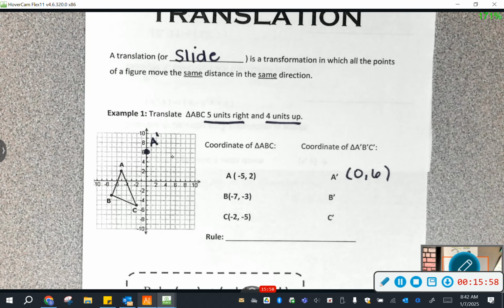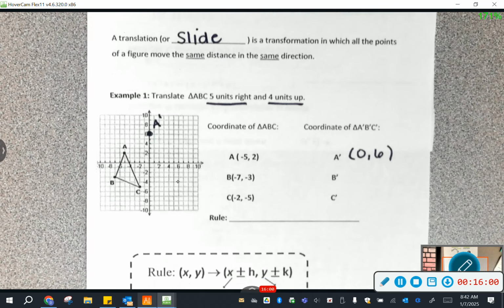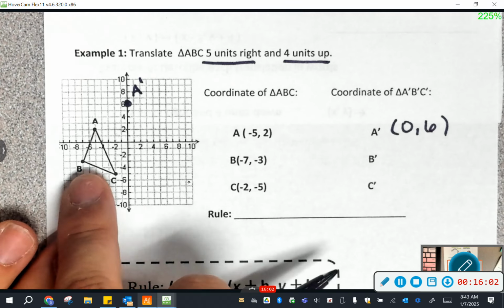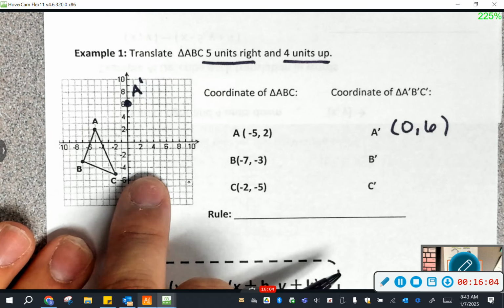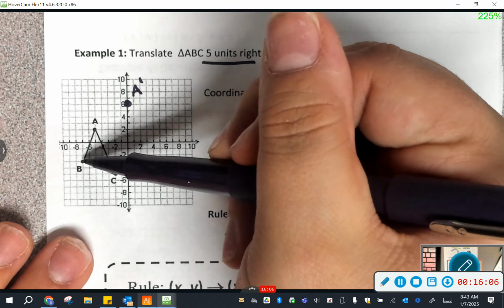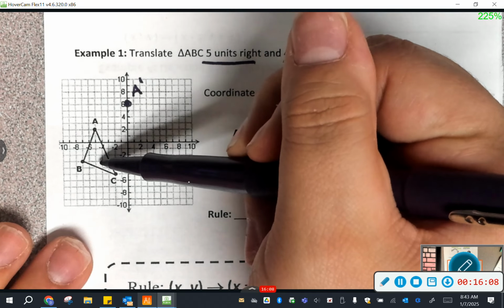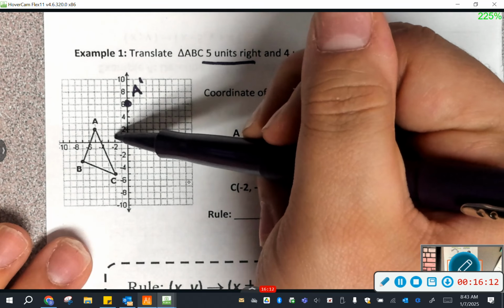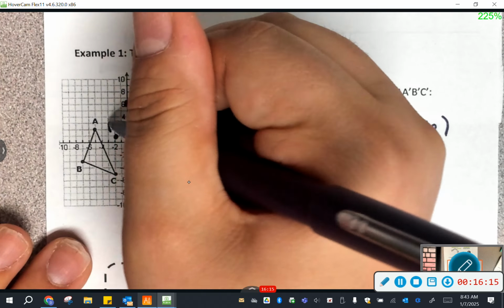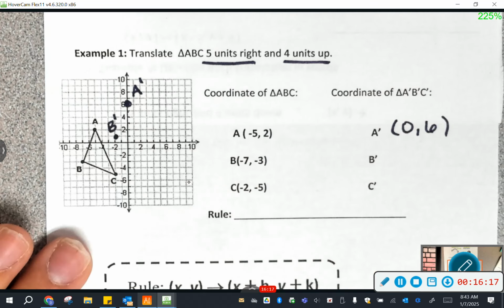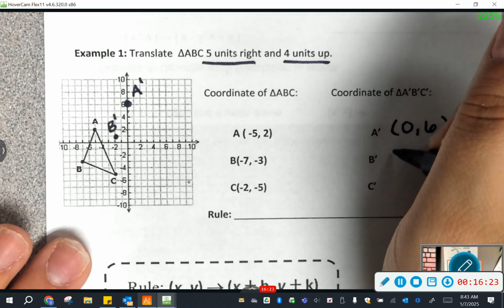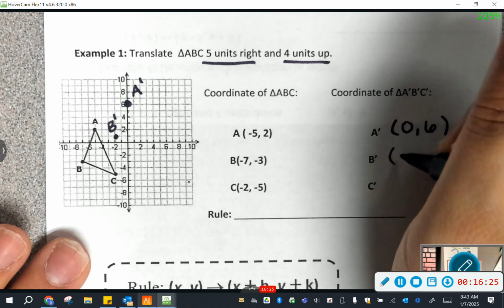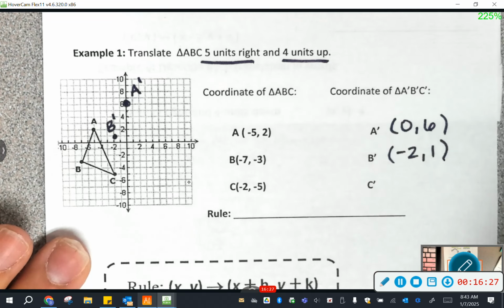I want you to do that with B. Take B, go 5 right, count 5. If you need to, do the little loops. 1, 2, 3, 4, 5. 1, 2, 3, 4. That's B prime. Where do we end up for B prime? Negative 2 and 1.